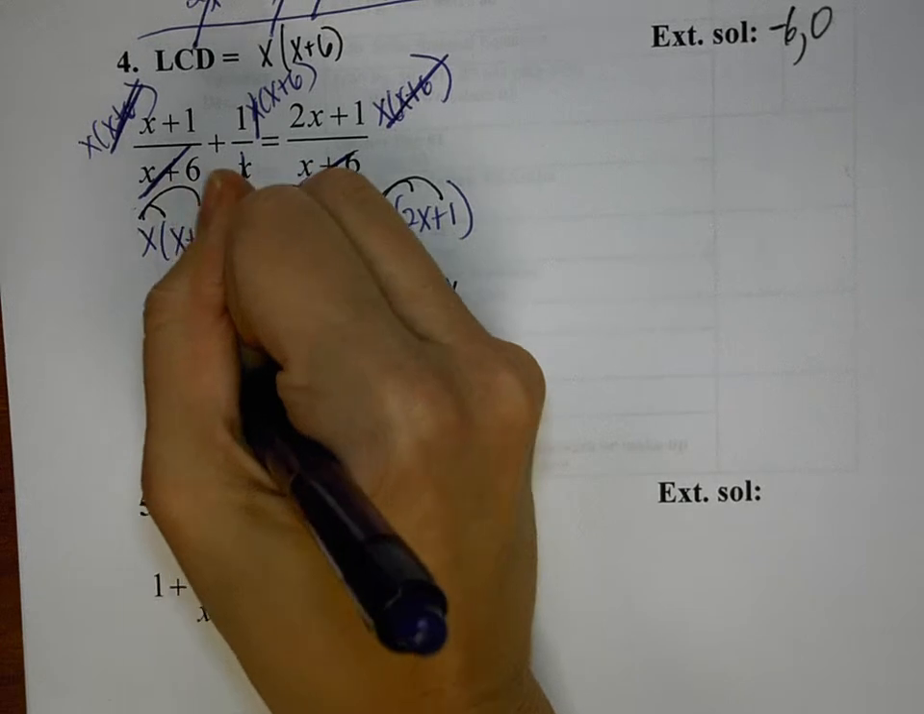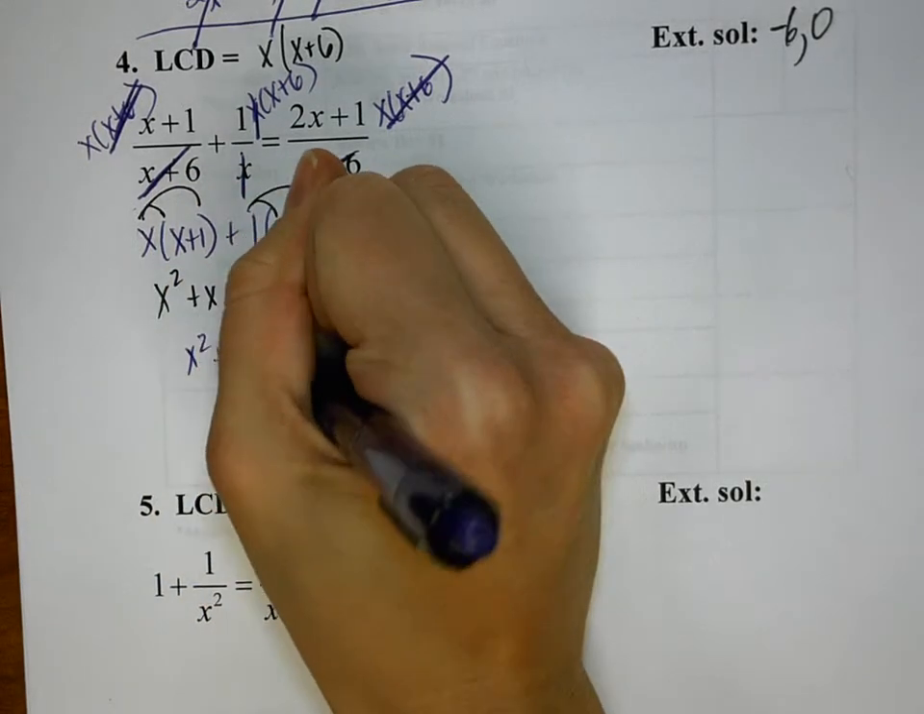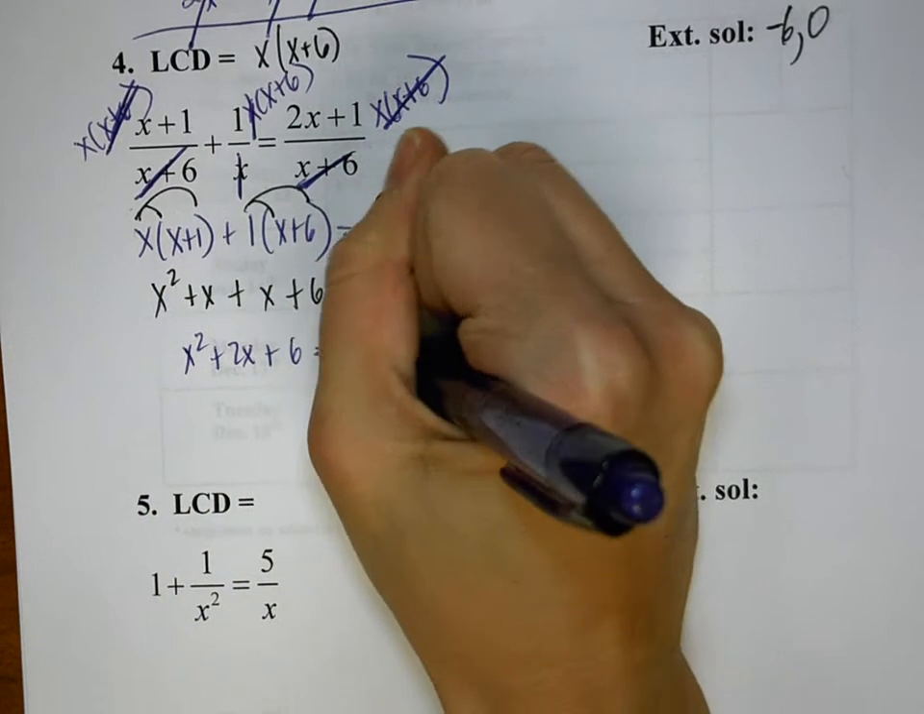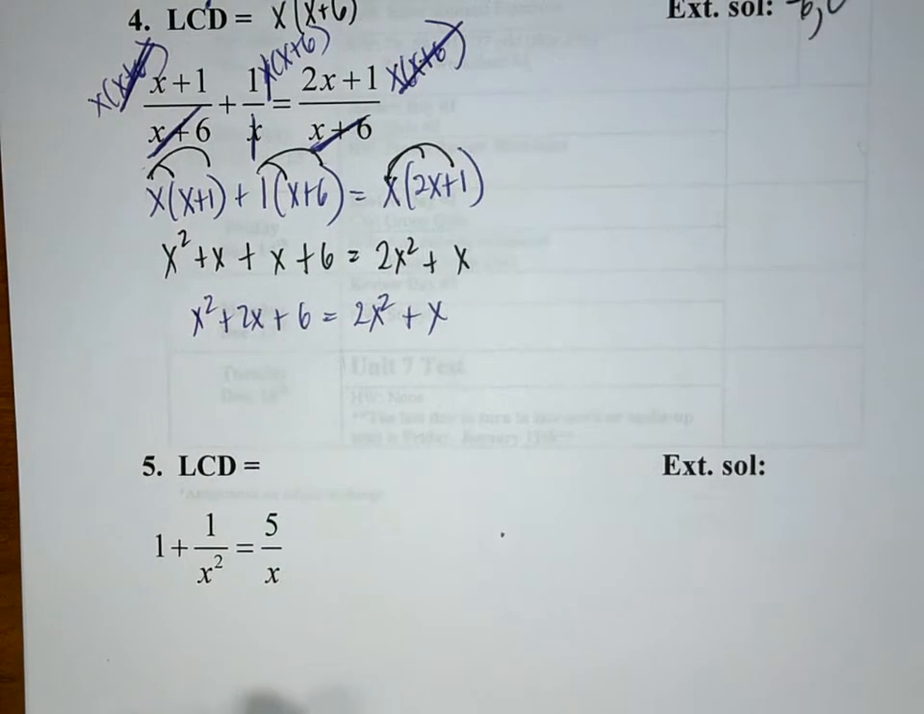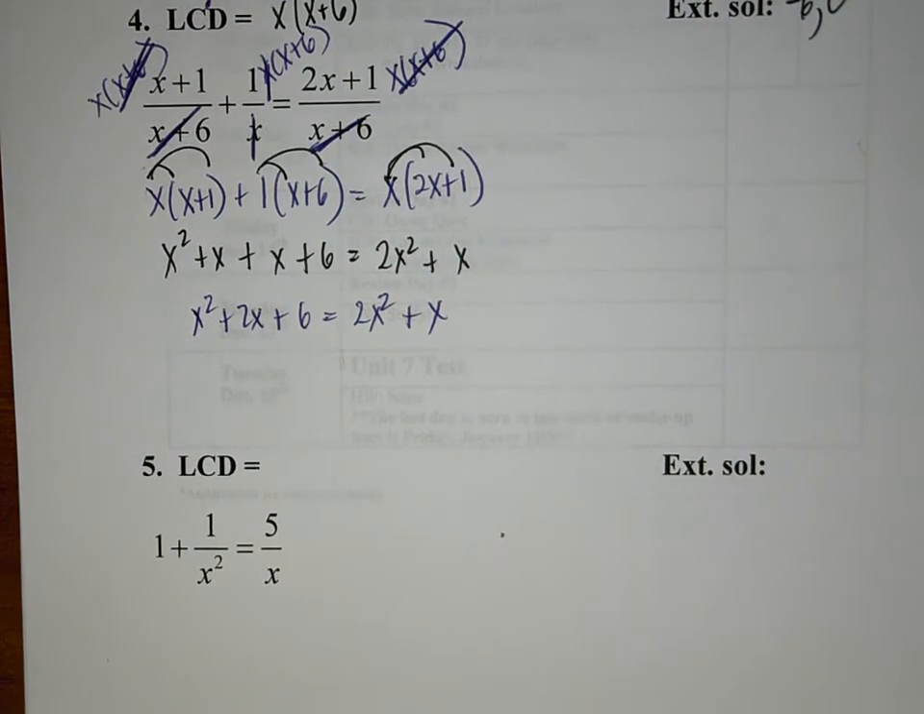So I have x squared plus 2x plus 6 equals 2x squared plus x. For a popsicle stick, which way should I move things? To the right or to the left? Alistair, which way? To the right. And why? There's a reason. You're not sure?